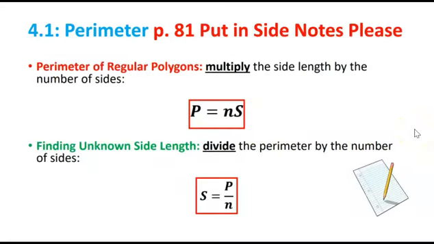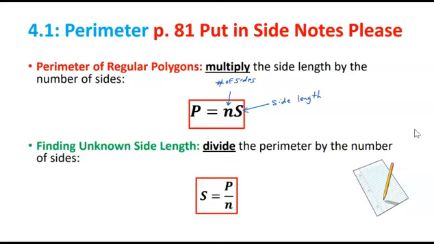So it may be helpful for you, either on your formula sheet or on page 81 in the side notes, to write down some of these basic formulas. And what we can say is we can break these formulas down. So if we have the perimeter of a regular polygon, we're going to multiply the side length by the number of sides. So this n is the number of sides, and s represents the side length.